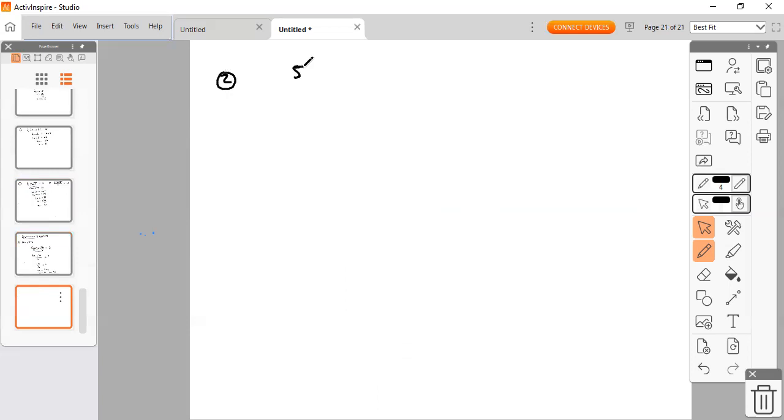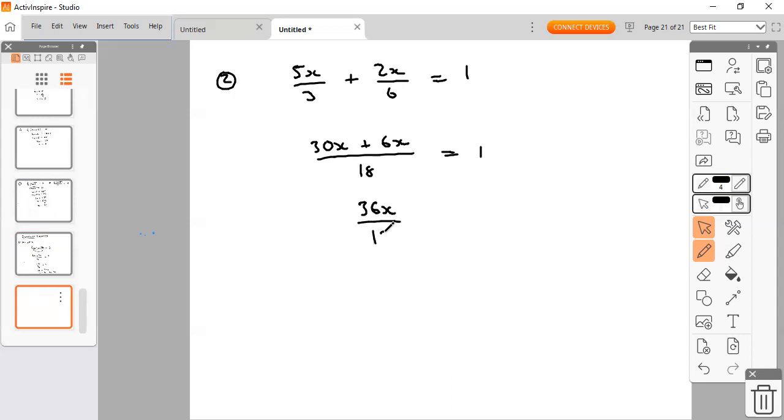Solving for x. Okay, cross multiply again. Here I won't draw it in colour, but we've got 30x, 1, 6x. In this case, we can simplify that down at this point if we wanted to.